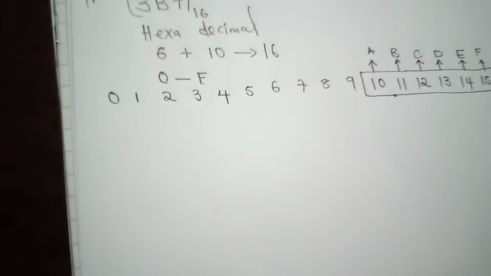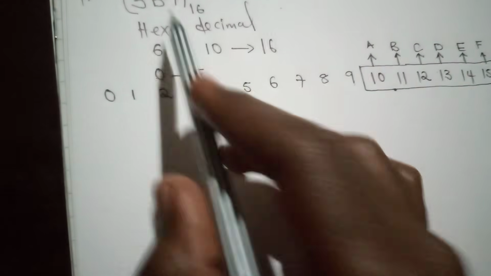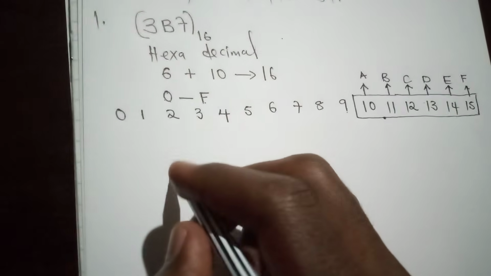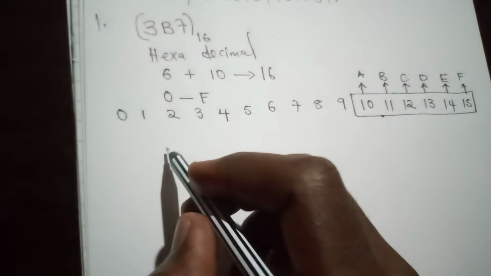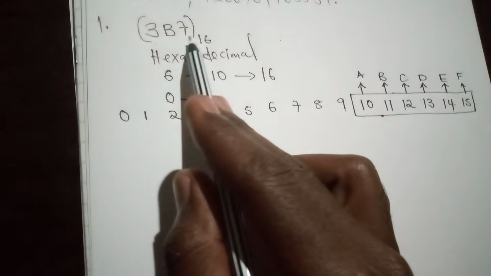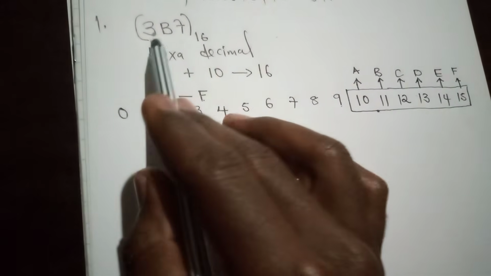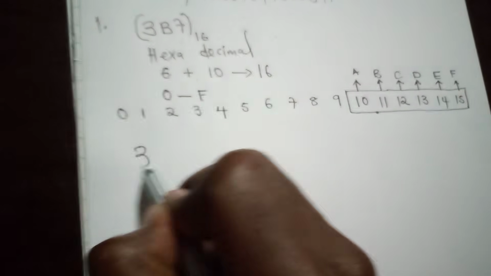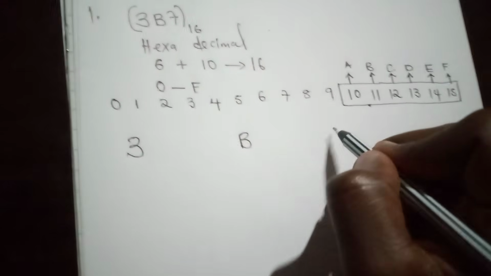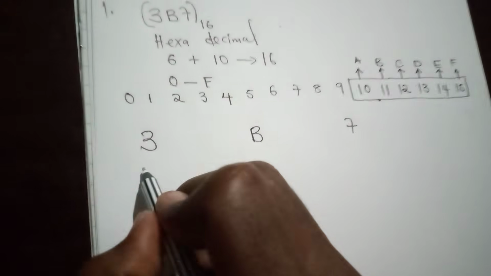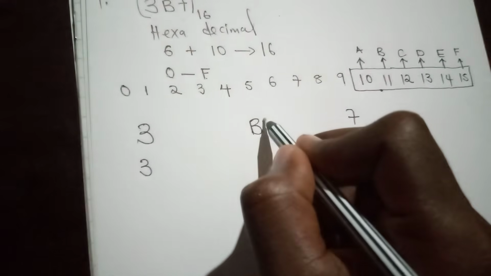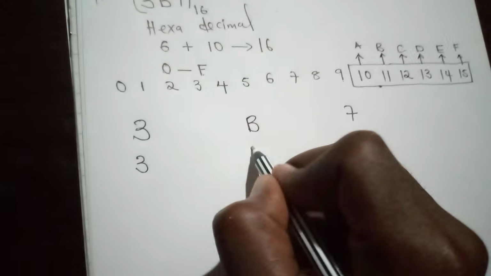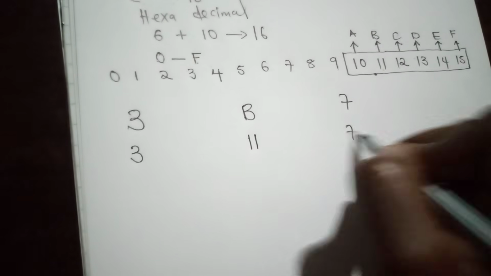Now they are telling us to convert to what? This same number that we have been given, that is in hexadecimal, to a binary number. Whenever you are converting hexadecimal to binary, you separate the digits that you have been given, that is 3B7, like that. Now I'm going to rewrite 3. B in hexadecimal is represented by 11, and then 7, like that.